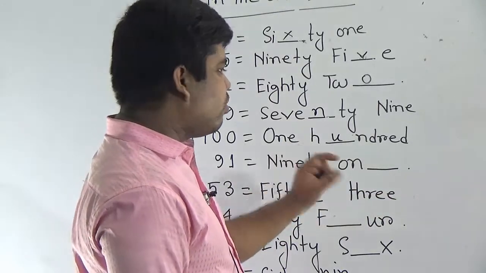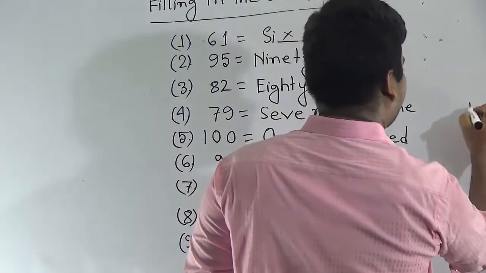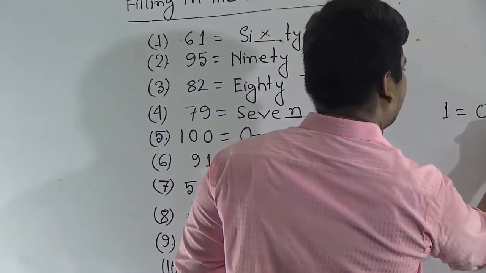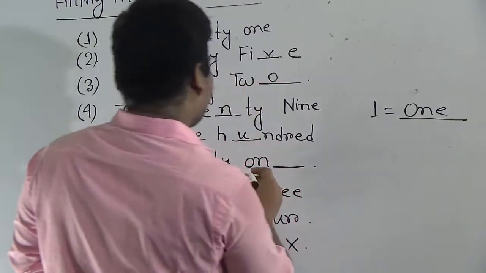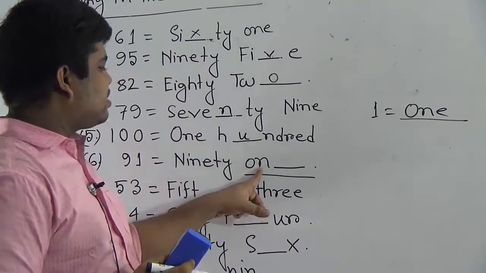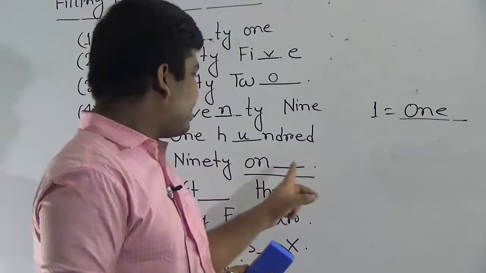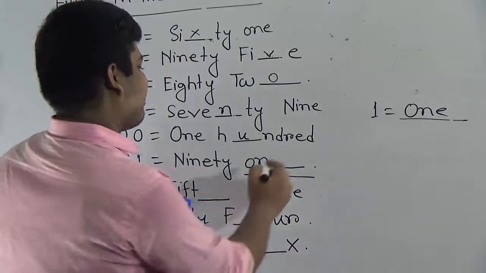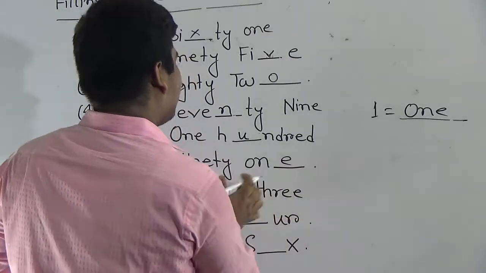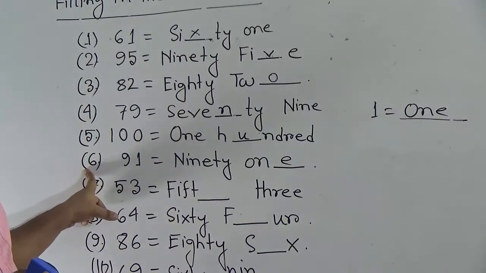To make ON dash we write the spelling of 1 first. What is the spelling of 1? ONE, 1. My dear student, please compare these two spellings. This is ON dash and this is ONE. So here E is absent, so we write E in the gap and it will be ONE, 1. So question number 6 is done.